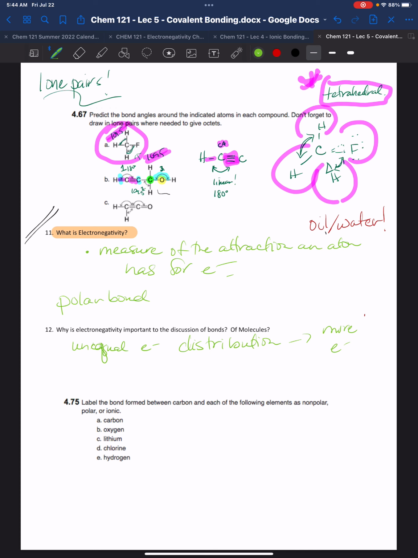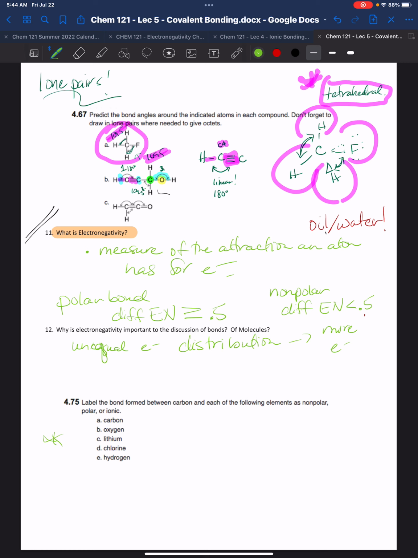If the difference in the electronegativity is greater than or equal to 0.5. So when we say that, and I'm going to do some examples down here, we call it a nonpolar bond if the difference in the electronegativity is less than 0.5. So basically, we go back to that table and we can look at those numbers and we can give you a range, right? So let's talk about that down here.